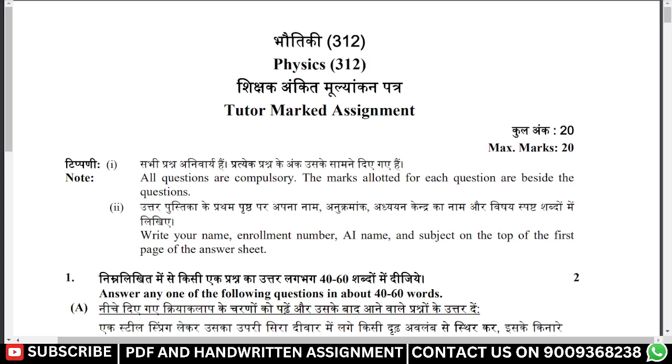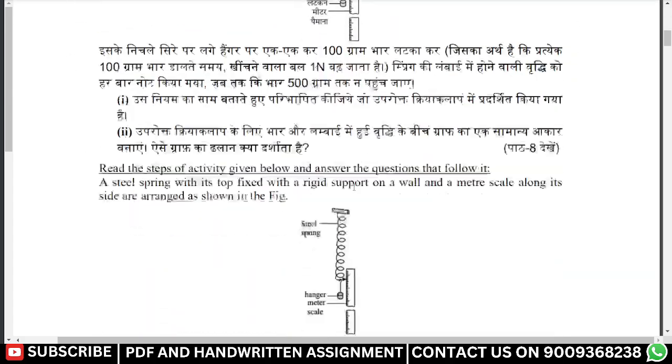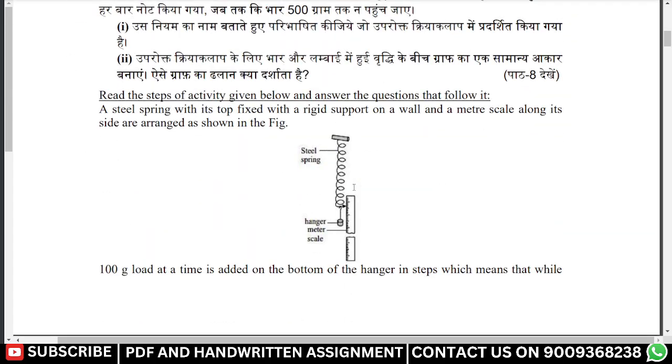And for this, right now we are discussing question number one for physics. Question number one is saying: read the steps of activity given below and answer the questions that follow. A steel spring with its top fixed to a rigid support on a wall and a meter scale along its side are arranged as shown in the figure.